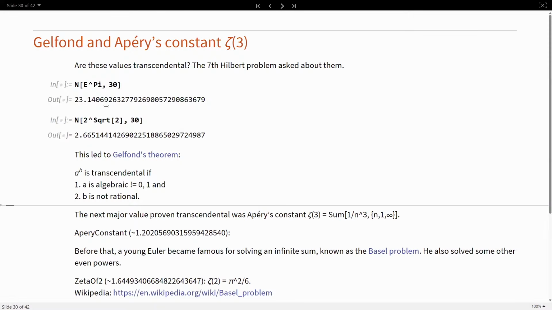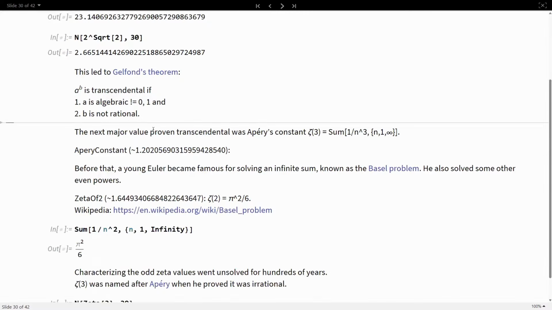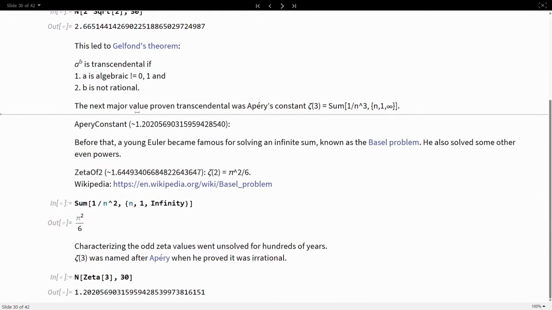So both of these values got named after him because he proved that they were transcendental. The next major value that was proved transcendental was by Apéry, who managed to prove that this value here, which is the sum of cubic reciprocals, was a transcendental number. And that's how he became famous.